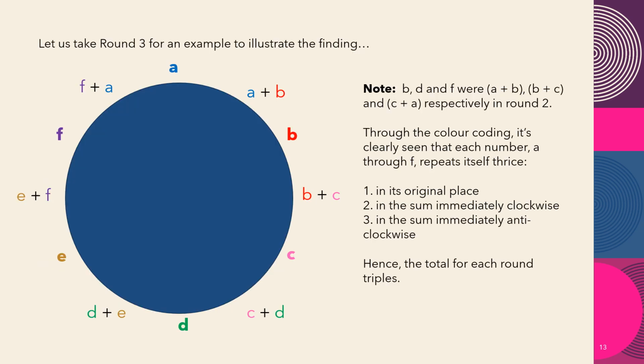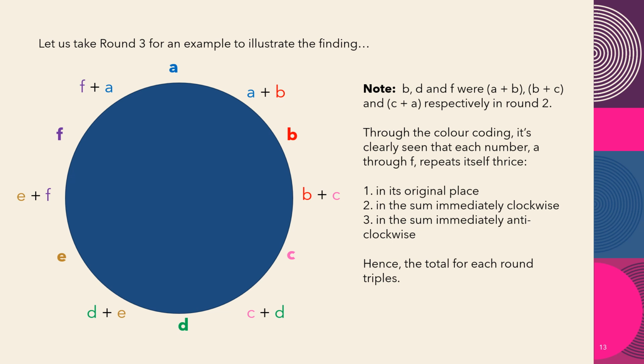Let's take round 3 as an example to illustrate our findings. In round 3, we will have 6 numbers, A, B, C, D, E, and F. Just a small note over here: B, D, and F were A plus B, B plus C, and C plus A respectively in round 2. So one takeaway from this note is that after each round, you can replace your A plus B, B plus C with a single letter for more convenience and to make it easier to see.